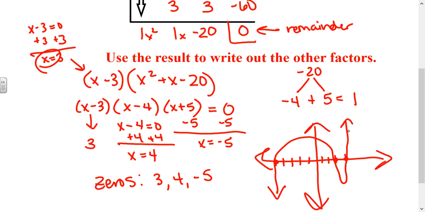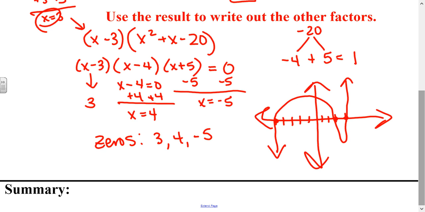It's going to go up on the right and down on the left because we know the end behavior would look like that. And then if it crosses through all of these points, it would have to look like that. So you guys just need to go back and answer your essential question and write your summary.